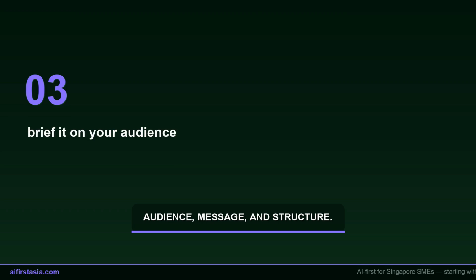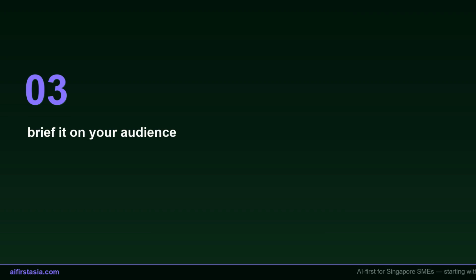Audience, message, and structure. Give an assistant those 3, plus the document itself, and it can shape your report into a talk. Leave them out and you get a generic summary. That is the brief you hand the AI. Brief it on your audience.